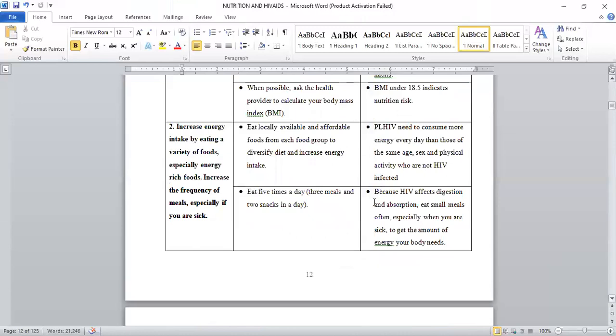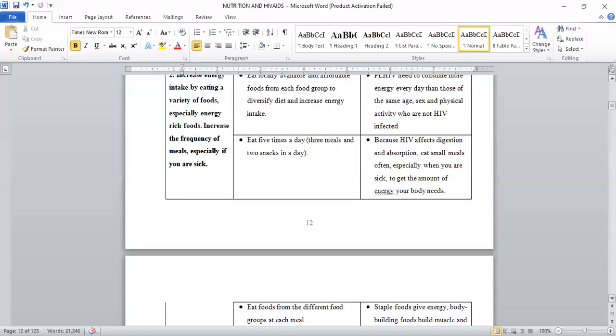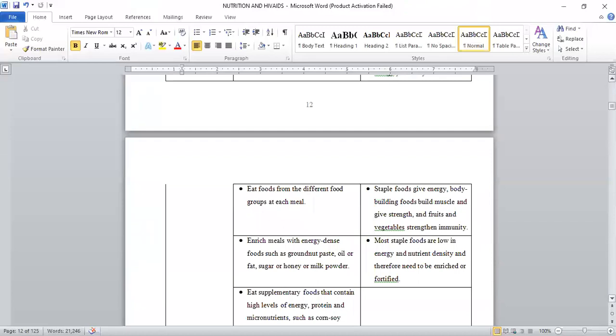Yes. Number 2 is about energy. How can someone be able to meet it? Here we have several ways in which a person can meet the energy needs. The first one is to eat locally available and affordable food from each of the food groups to diversify the diet and increase the energy intake. Number 2, eat 5 times a day, meaning you have the 3 main meals and 2 snacks. Remember, when we're talking about snacks, this must be a healthy snack.